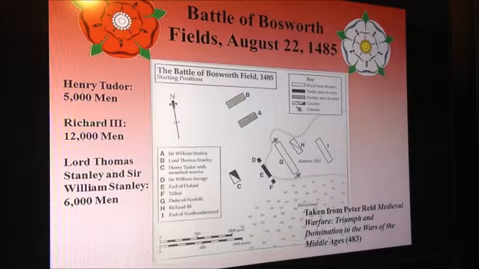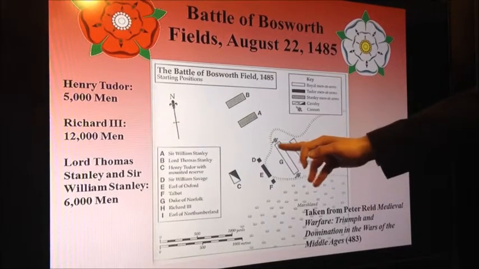On August 22nd, 1485, Henry Tudor arrives at the battlefield with about 5,000 men. Richard is estimated to have had 12,000 men, and Thomas Stanley and his brother, William, had about 6,000 men between them. The battle lines, which I took from Peter Reed's Medieval Warfare, shape up like this.